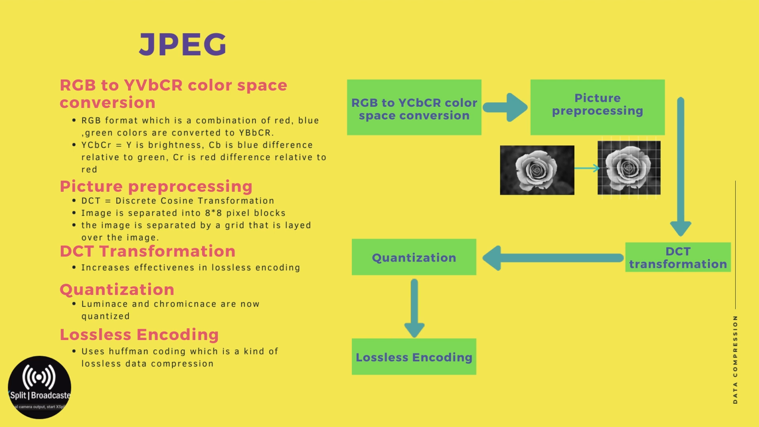Third is DCT transformation, which increases the effectiveness of the lossless encoding that will take place in the final step of the process. Fourth is quantization of the image, wherein luminance and chrominance are quantized for the final encoding. And finally, the lossless encoding, wherein Huffman coding is used to compress the image.